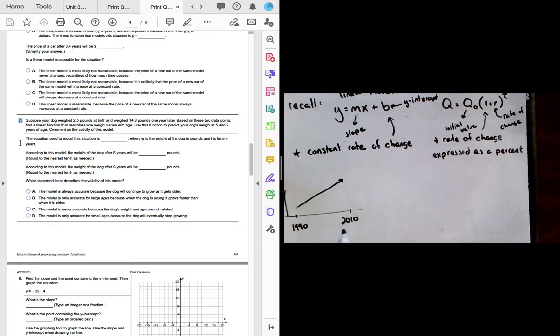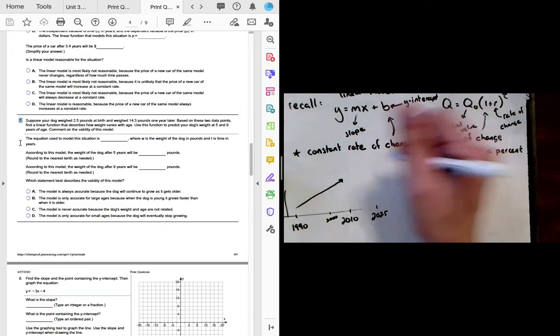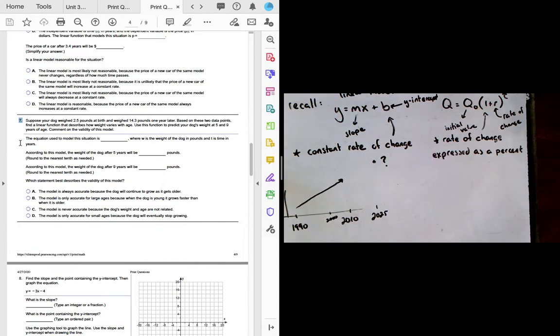So this would be a great model if I wanted to estimate what was happening around, I don't know, the year 2000 or something. What this model is not good for is what's called extrapolation. Extrapolation means I'm going to take this model and try to use it to figure out what's going on way beyond the range that's given to me. And that's not good math.